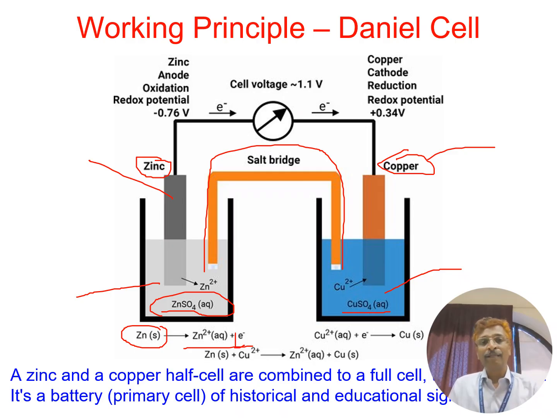These two half cells are connected to form a full cell. Two half cells are connected to form a full cell. This is called the Daniell cell, or we can call it a primary cell.